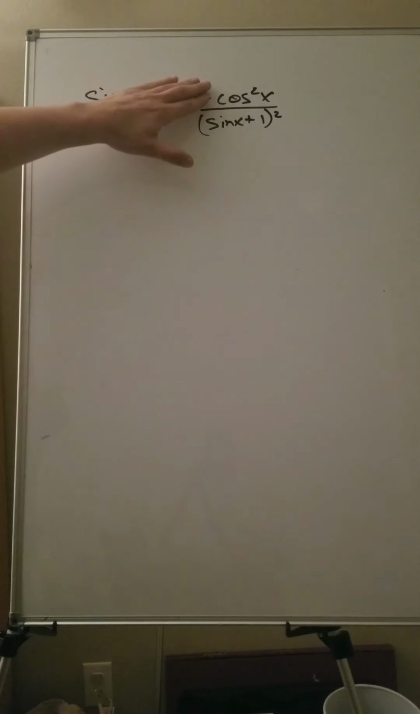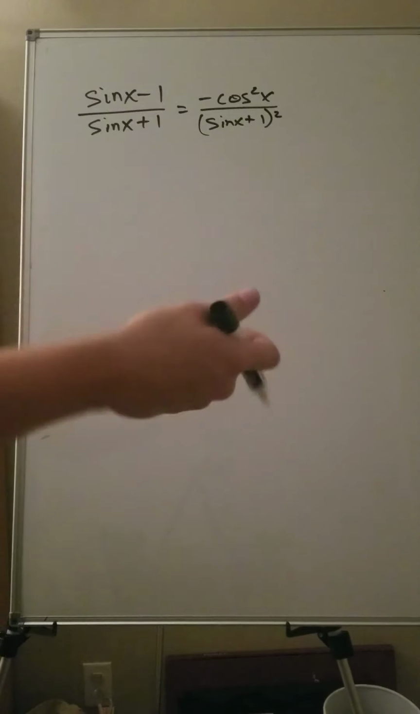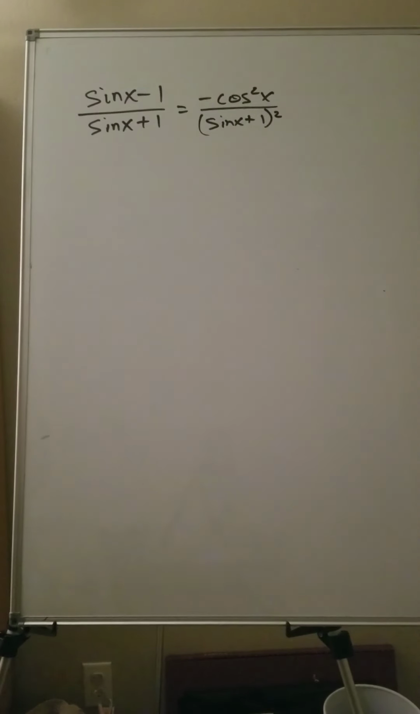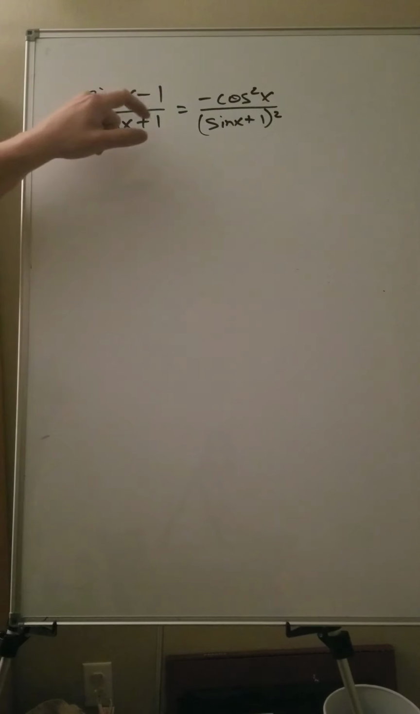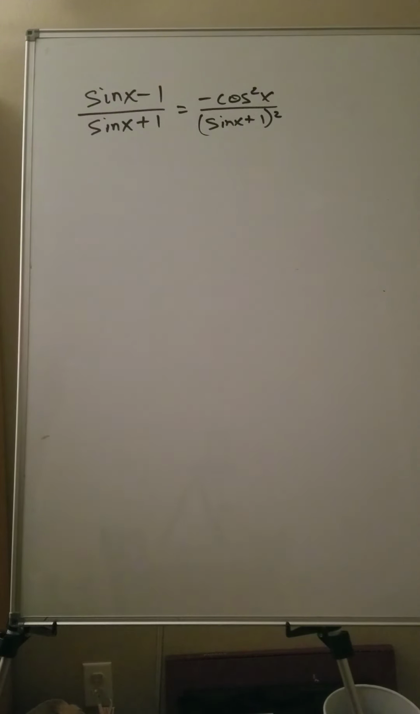Well, how would I get cosine squared x? I can get a cosine squared x by having a 1 minus sine squared x. Because again, that's the Pythagorean identity. So if I can somehow manipulate this to be 1 minus sine squared x, I can replace that with cosine squared x. Well, right now I have sine x minus 1. How could I possibly get sine squared? Again, we're only allowed to work with one side of the equation, so it's not like I can just square one side of the equation or square both sides, because we're not working with both sides.